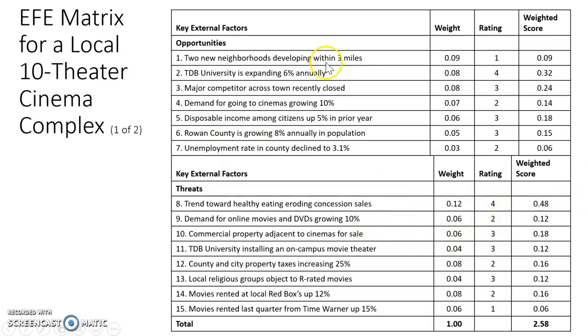So what I want you to notice is that all of the weights in both the opportunities and threats must equal 1. Okay? The lower the weight, the less important that variable is. And then you want to rate how you currently are addressing that. So for example, here they don't have a very good strategy for 2 new neighborhoods developing within 3 miles, but they have a good strategy to address that the university is expanding. So they take the weight times the rating and you get your weighted score, and then you add all of these up to get a number.